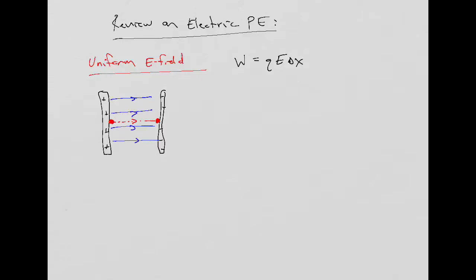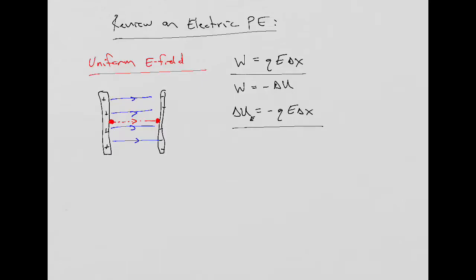Then we said, well, work is always minus the change in potential energy. So we get potential energy for free now that we know the work. Delta U, and I'm going to add in a UE here because it's electric potential energy. Delta UE, the change in potential energy from the positive plate to the negative plate is minus QE delta X. So we had two results from just the uniform E field.